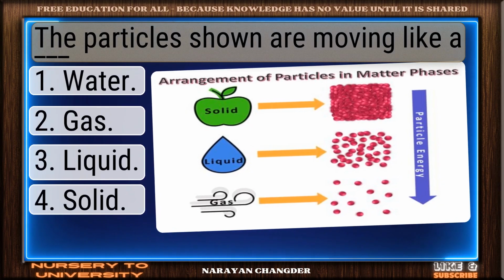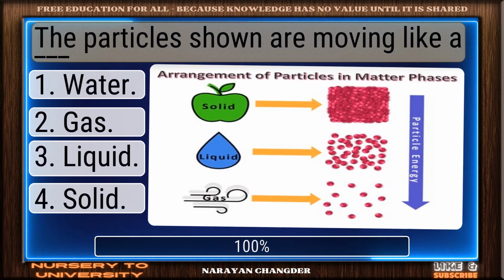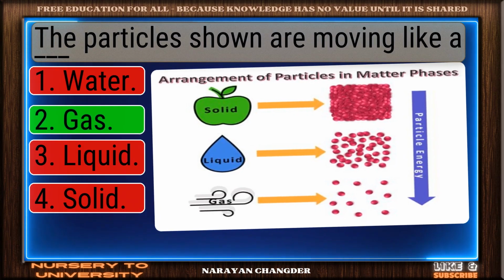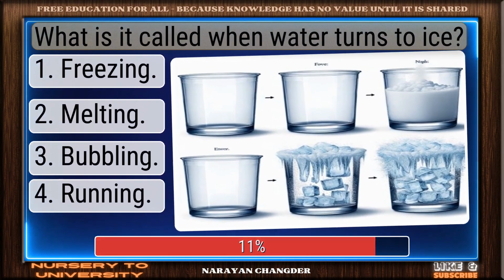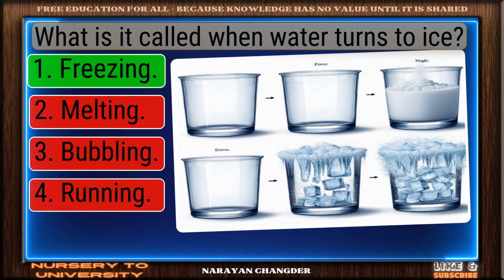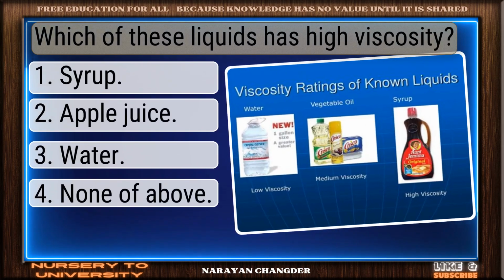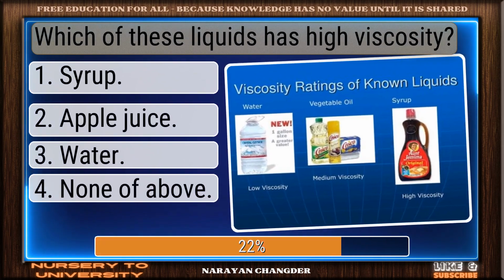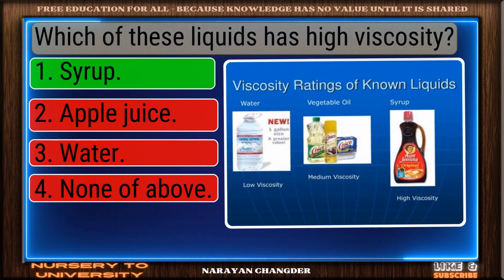The particles shown are moving like a dash. Well done. Gas is the right choice. What is it called when water turns to ice? Excellent. Freezing is a brilliant choice. Which of these liquids has high viscosity? Correct. Syrup is the right answer.